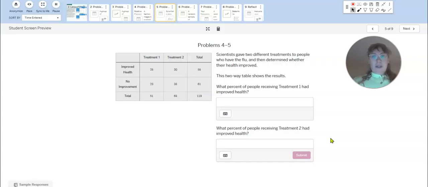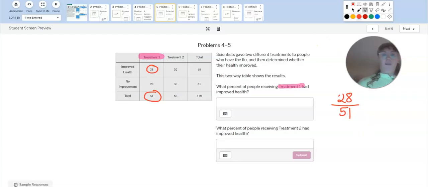Scientists gave 2 different treatments to people who have the flu, treatment 1 and treatment 2. Some people improved, some people did not. The two-way table shows all the results. What percent of people receiving treatment 1, so we have to be in our treatment 1 column, had improved health? So in treatment 1, this many people improved health. So 28 people divided by all the people that did treatment 1, which is 51.